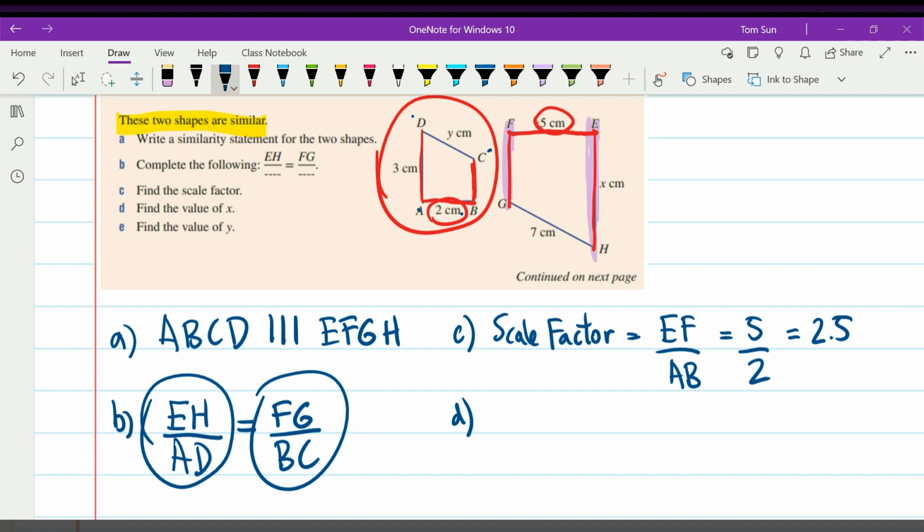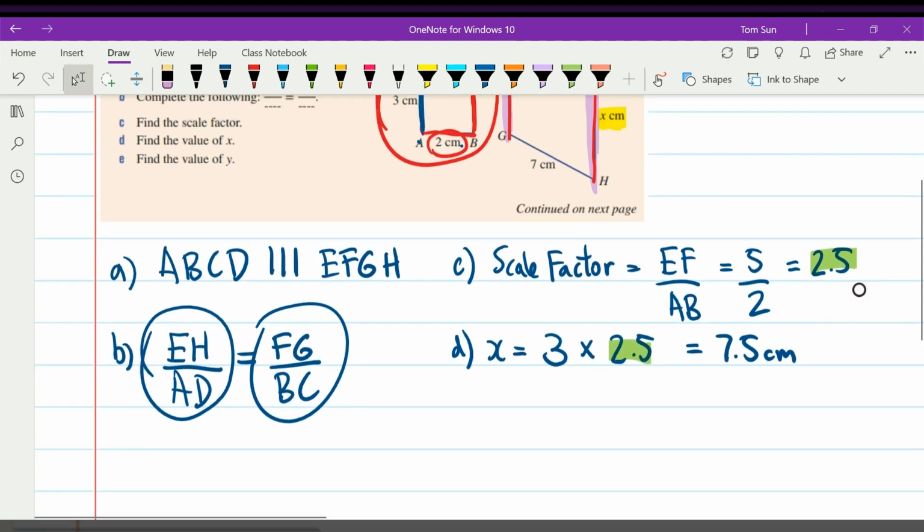It says find the value of x. So I'm looking for this value. I don't know what it is, but I can find it now because I have the scale factor. All I have to do to find the value of x is find the similar side of x. Before, with EH, we knew that the similar side is AD, this side right here. AD is 3 centimeters, and x is going to be bigger than 3, so I'm multiplying by the scale factor, which I found over here. So this becomes 3 times 2.5, which is 7.5 centimeters. That's how you find x.